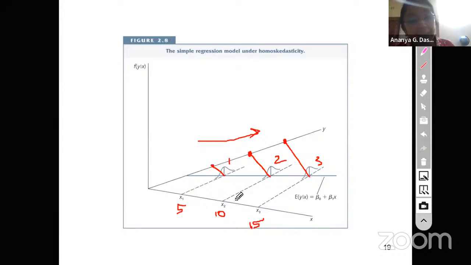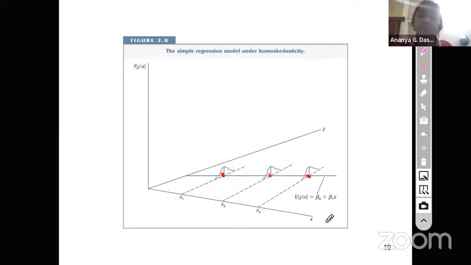Okay. And the centers of these curves are picking up these average values, so that what the regression line is doing is essentially the following thing. The regression line is basically passing through these averages. So this thick line that you can see is what we are estimating when we are estimating OLS regression or simple regression.